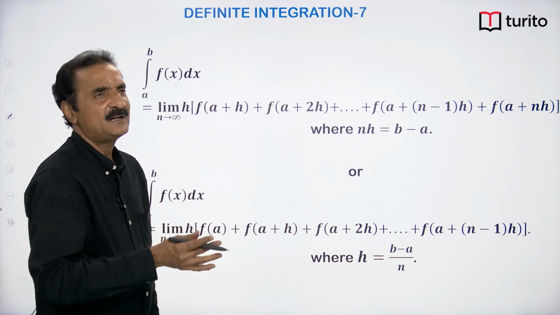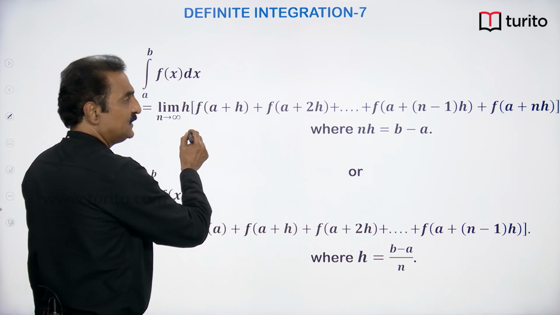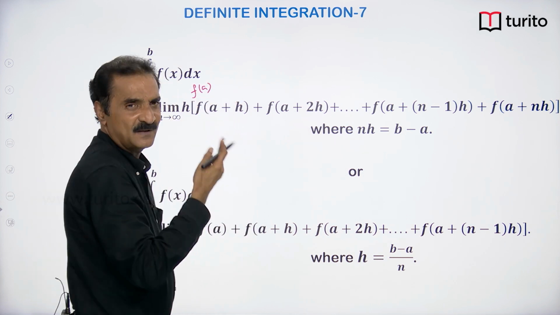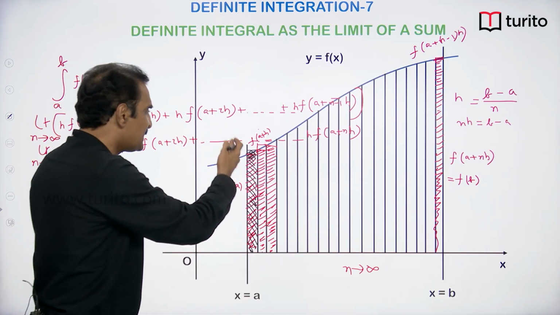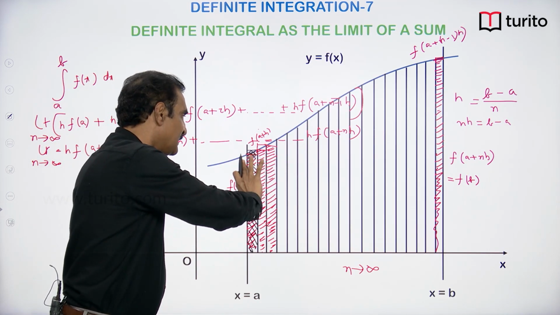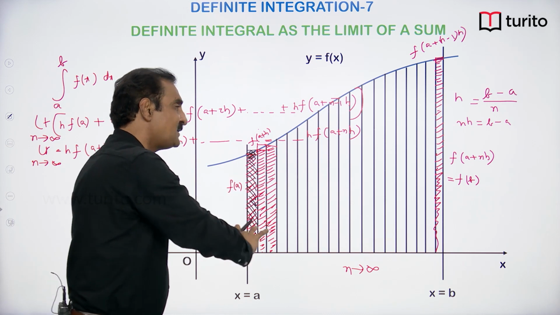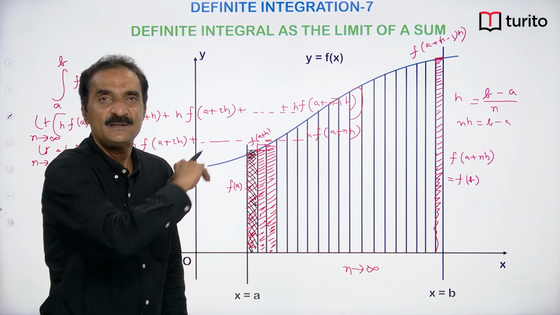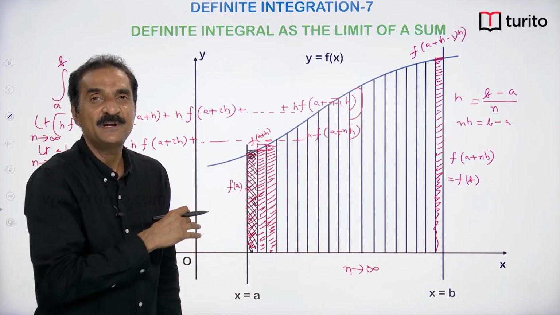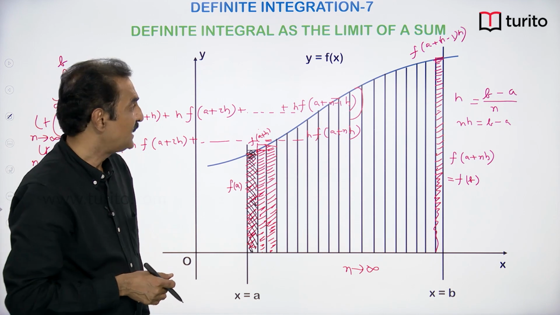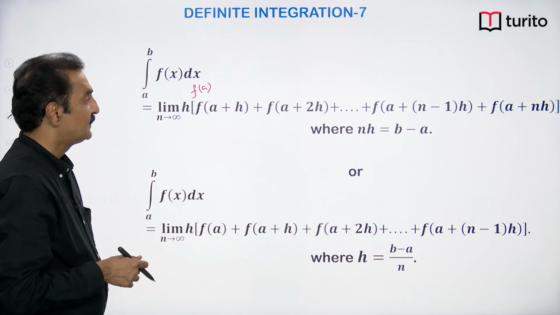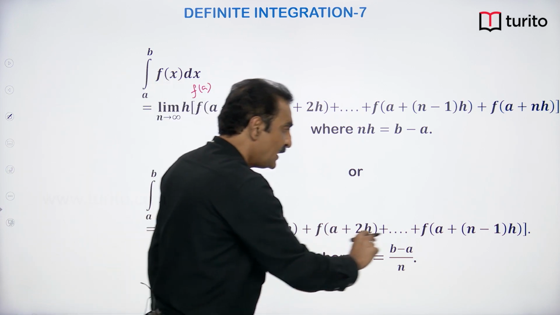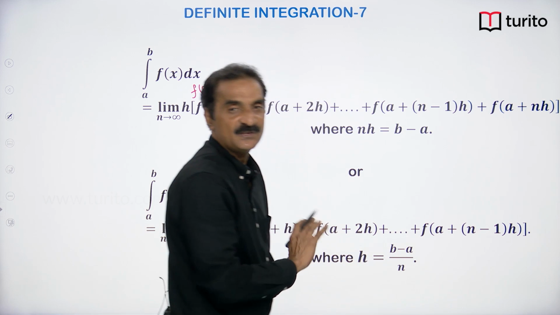Okay. But in the first one, even if you start from f of a, there is no problem, because when we are adding an infinite number of ordinates, even if you add the first ordinate and last ordinate and multiply by h, there is no problem, because the definite integral is nothing but the limiting value of the sum. Okay. So even if you start from f of a here, or even if you end with f of b here, there is no problem.